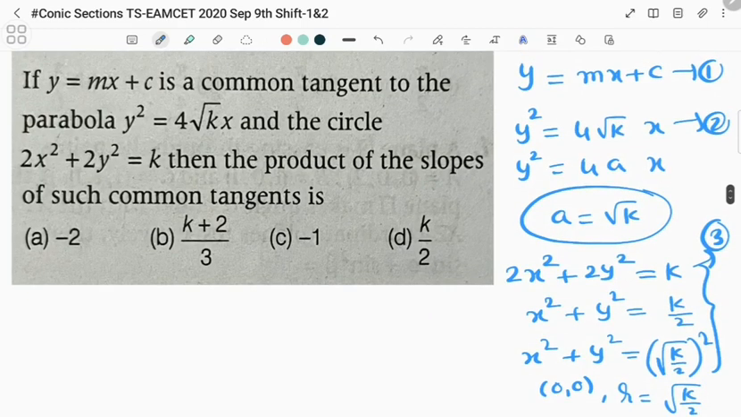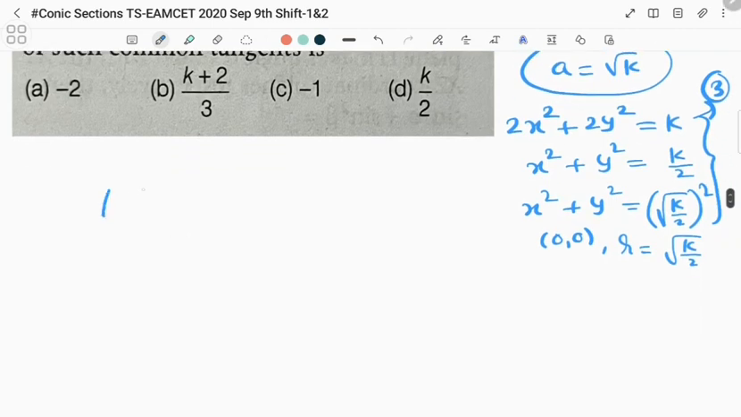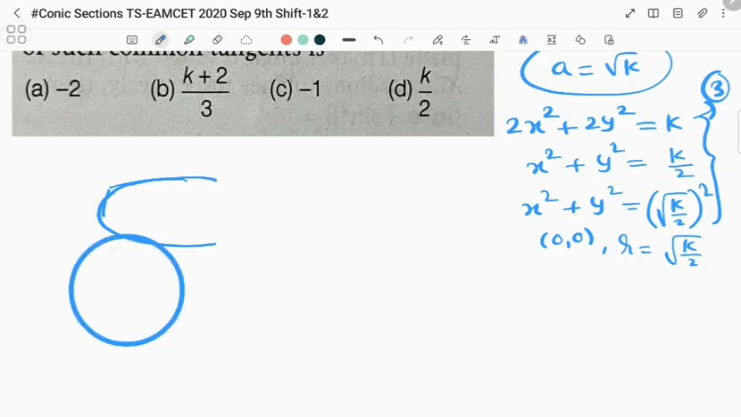So the line touching the common tangent to the parabola and circle. This is the parabola, y square is equal to 4x. And this is the circle. This is the common tangent. Just a rough figure, dear students. So this is the common tangent.